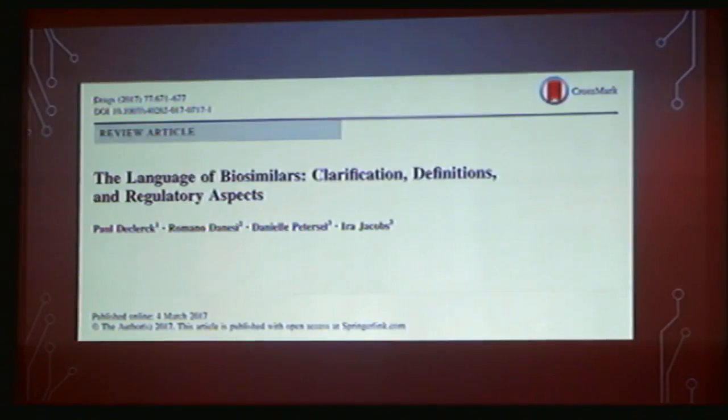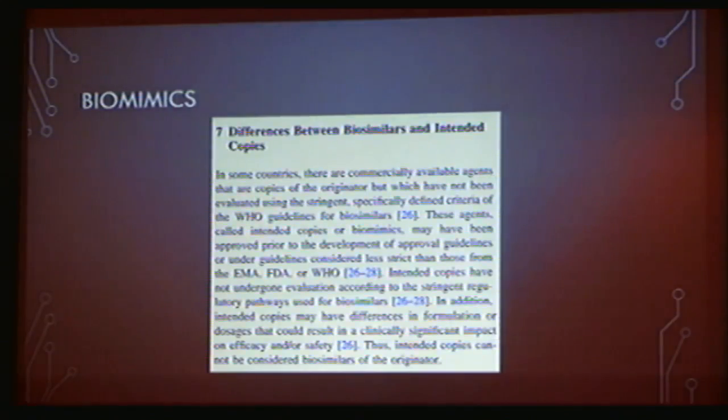And there's some definition that we should look at, and one of them is the following. Maybe what we call a biosimilar, we shouldn't be calling it a biosimilar, and we should call it a biomimic, because we know that in some countries, there are commercially available agents that are copies of the originator, but which have not been evaluated using the stringent, specifically defined criteria of the World Health Organization guideline for biosimilars, okay? And these agents should be called intended copies or biomimics, okay? So they don't follow the strict regulations that we would like all the other drugs that we use. They have followed that, but these ones, they don't.